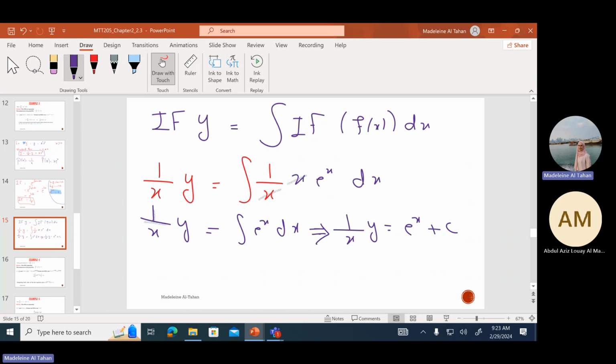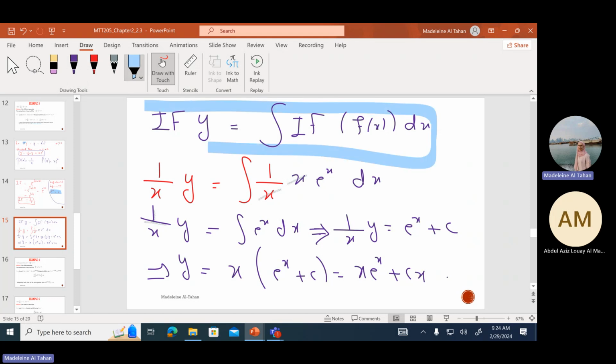What's our aim? To find y over x or to find y? Y. So what's y? x times e to the x plus c x. If I want to expand it, it's not necessary, this will be our final answer. But the first formula, yes, we need to memorize it. And we can use it for every question, for every question that is linear first order.